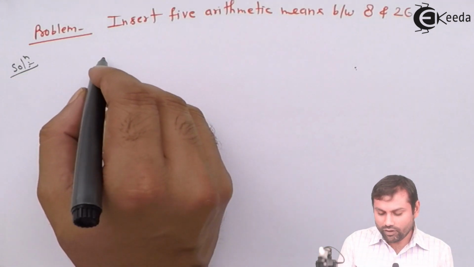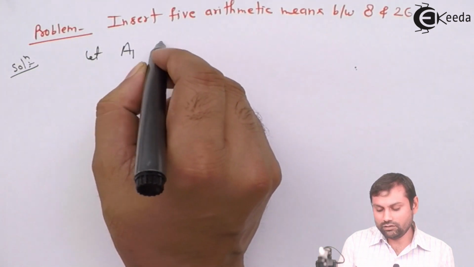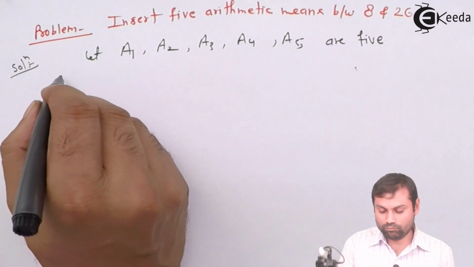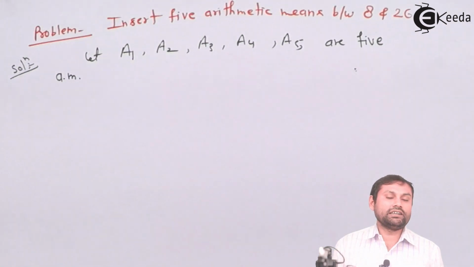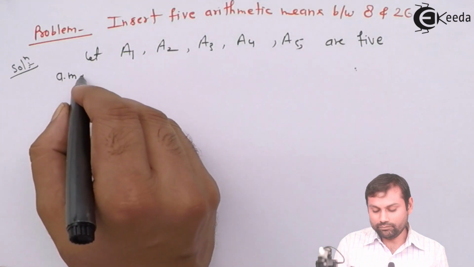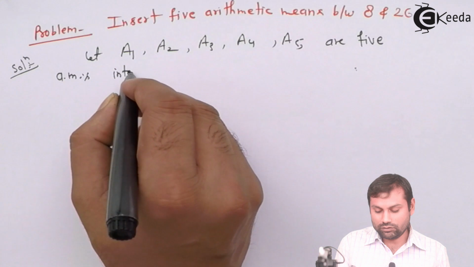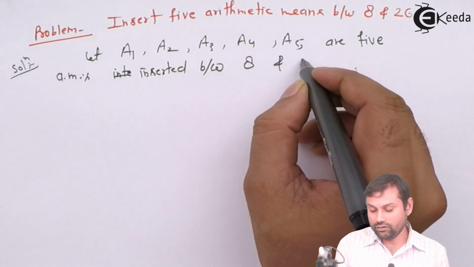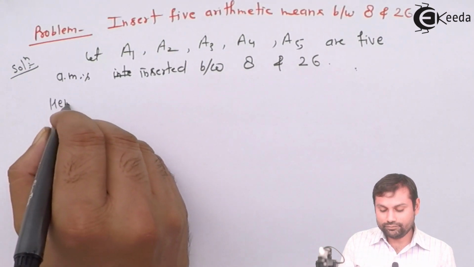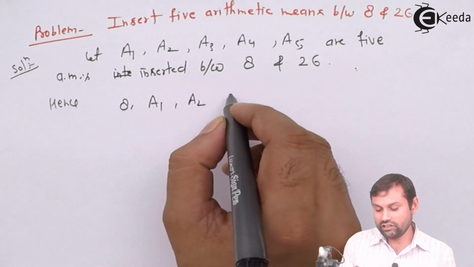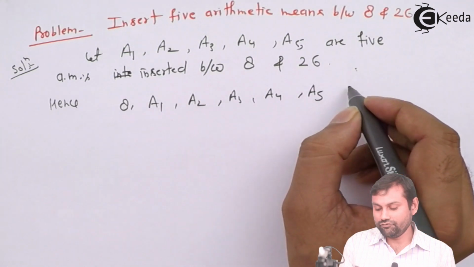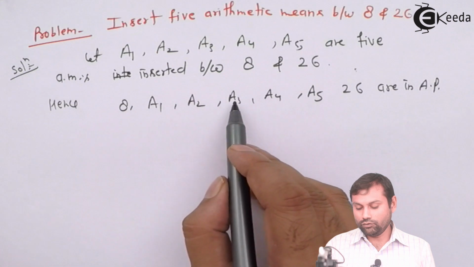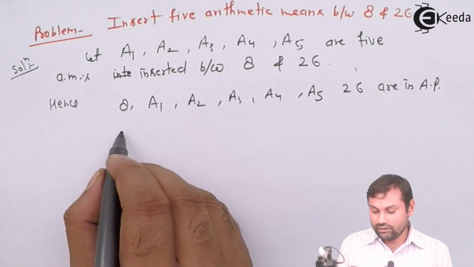So here let a1, a2, a3, a4, a5 be 5 AM. From now I'm going to write AM, that means arithmetic mean. Okay, AM inserted between 8 and 26. Okay, hence 8, a1, a2, a3, a4, a5 and 26 are in AP. Okay, so there are 7 terms. Okay, 1 2 3 4 5 6 7, there are 7 terms, so we can write it here.